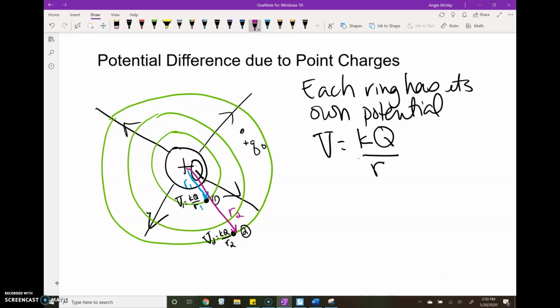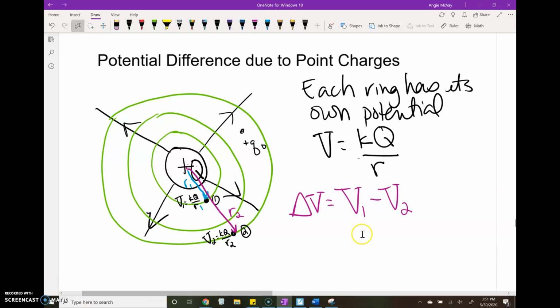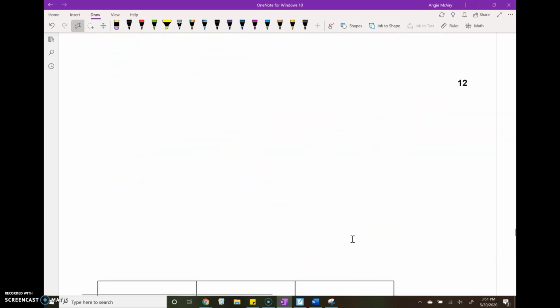Okay? And then if you wanted to find the potential difference, right, you would take the potential at position 1 minus the potential at position 2, right? Or vice versa, depending on which one is a larger value. Okay? So that's how you find the potential difference. For a point charge, right, you just find the individual potential at two different locations and you subtract them to find the potential difference.